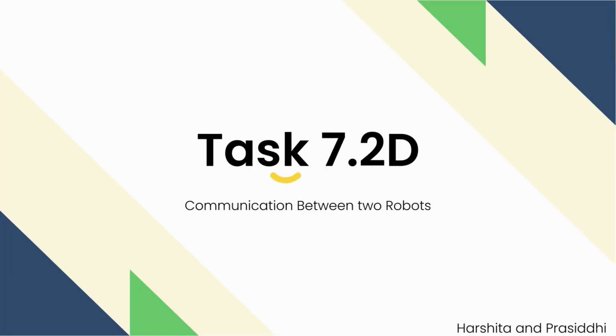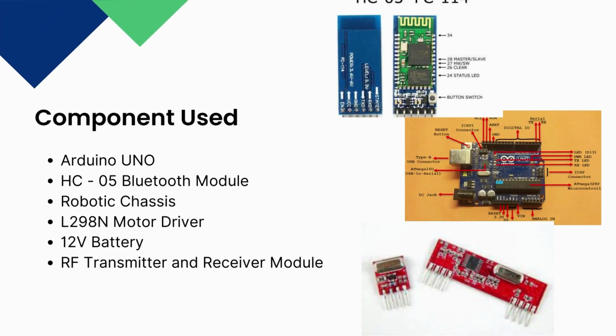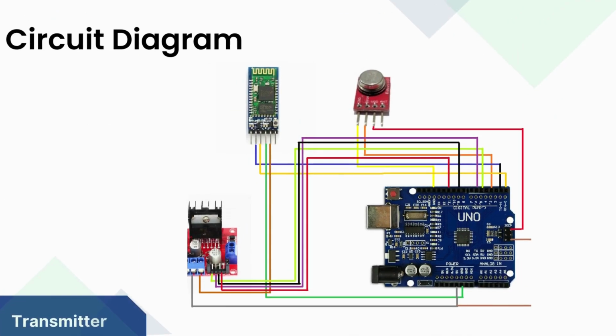We are here to present a project that is communication between two robots. Components used are Arduino Uno, HC05 Bluetooth module, robotic chassis, L298N motor driver, 12-volt battery, and RF transmitter and receiver module. Robot swarms continuously communicate with each other.